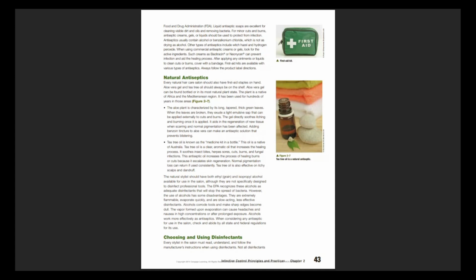Aloe vera gel can be found in bottles or in the most natural plant state. The plant is a native of Africa and the Mediterranean region. It has been used for hundreds of years in those areas. The aloe plant is characterized by its long, tapered, thick green leaves. When the leaves are broken, they exude a light emulsive sap that can be applied externally to cuts and burns.